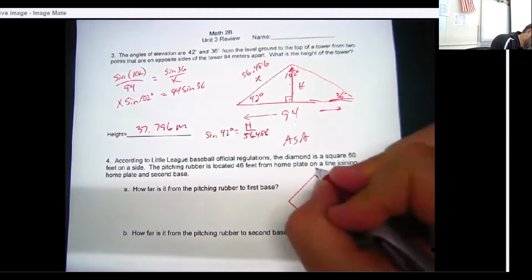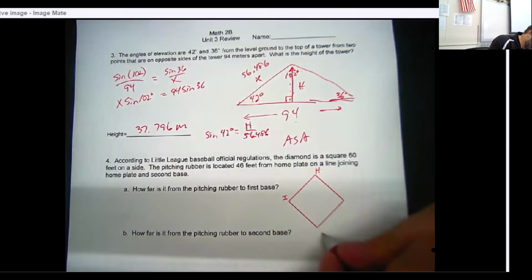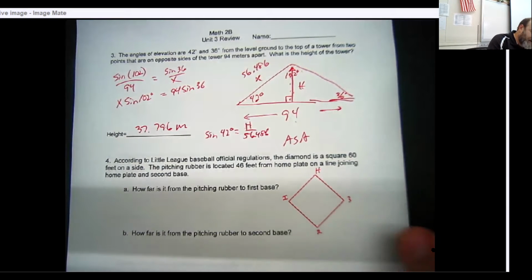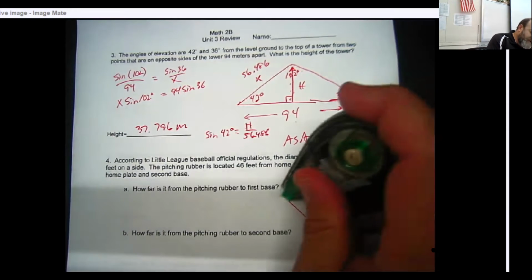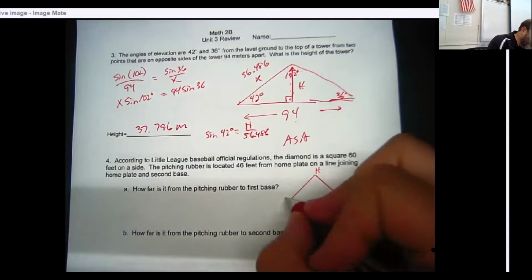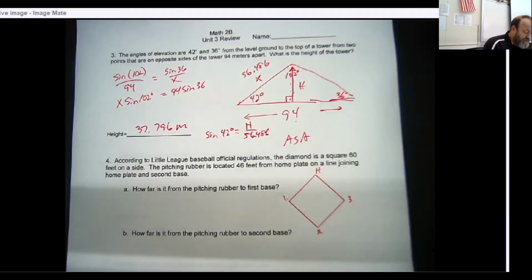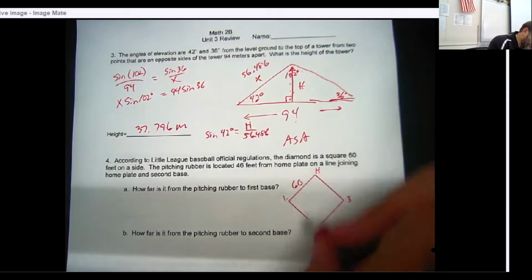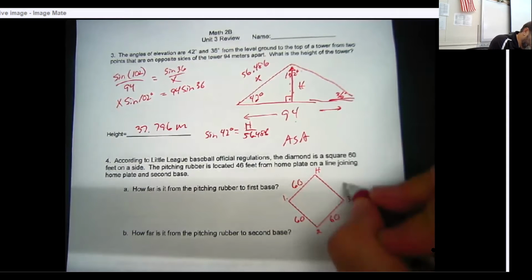Here's my baseball diamond. We've got home plate right here. We've got first right here. We've got second right here. We've got third right there. And it says that in Little League, by the way, this is true, that the sides are 60 feet on a side, okay? So every time you run 60.